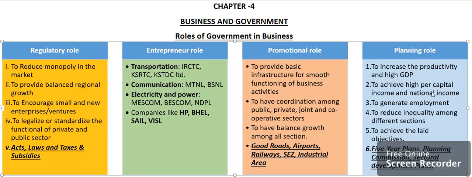Second thing is to bring in higher per capita income for each and every individual, to generate employment, to reduce inequality among different sections, so to achieve laid objectives. Laid objectives means all these 5-year plans and other plans will have their own objectives.